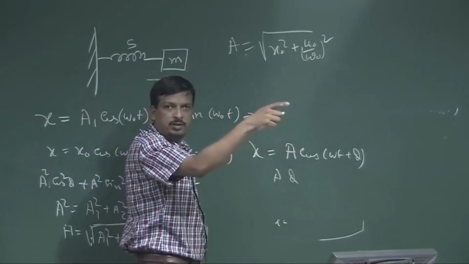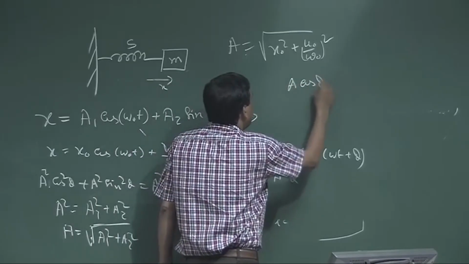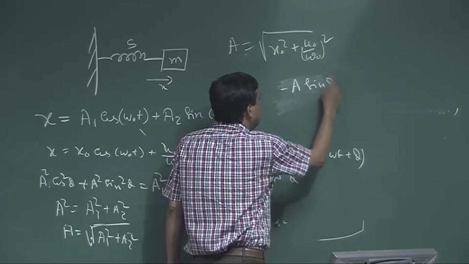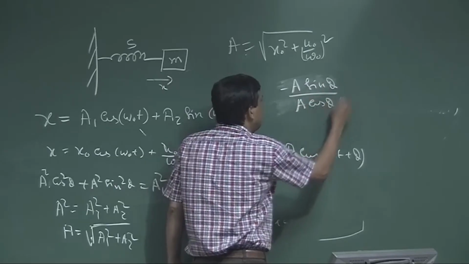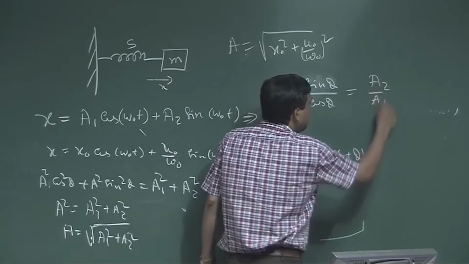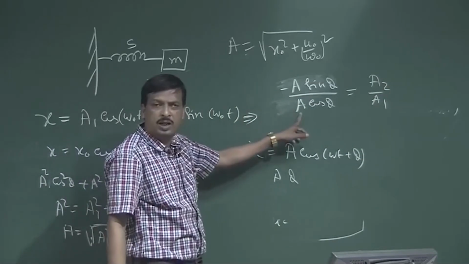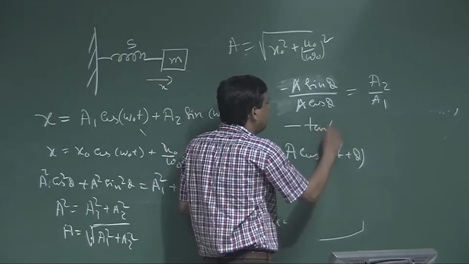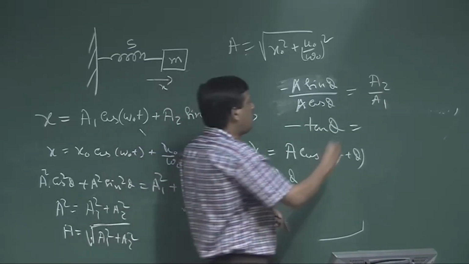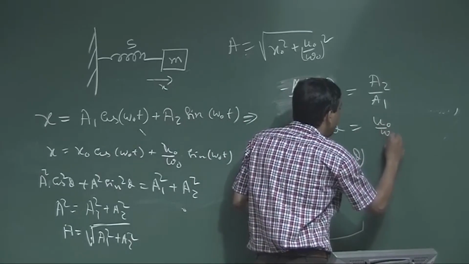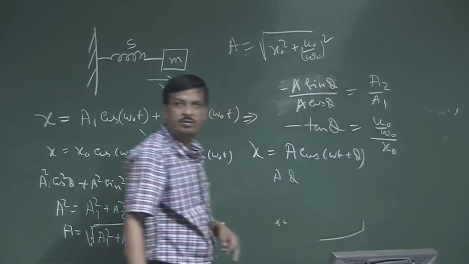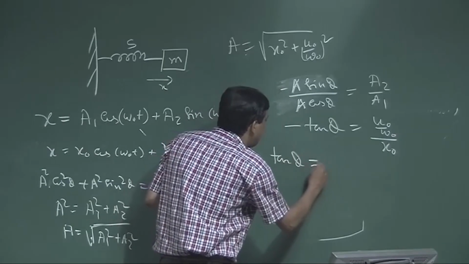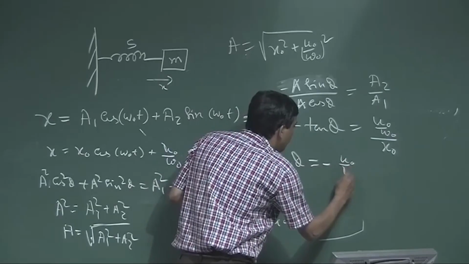A1 is equal to A cos phi, and A2 is equal to minus A sin phi. So, minus A sin phi divided by A cos phi is nothing but A2 by A1. So, A cancels. So, minus tan phi is nothing but A2 by A1. What is A2? u0 divided by omega 0. What is A1? x0. So, tan phi is nothing but minus u0 by omega 0 into x0.